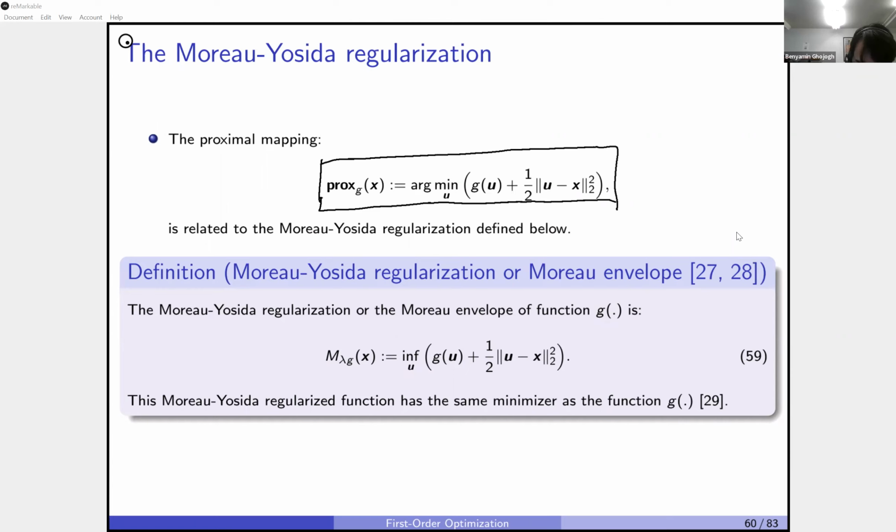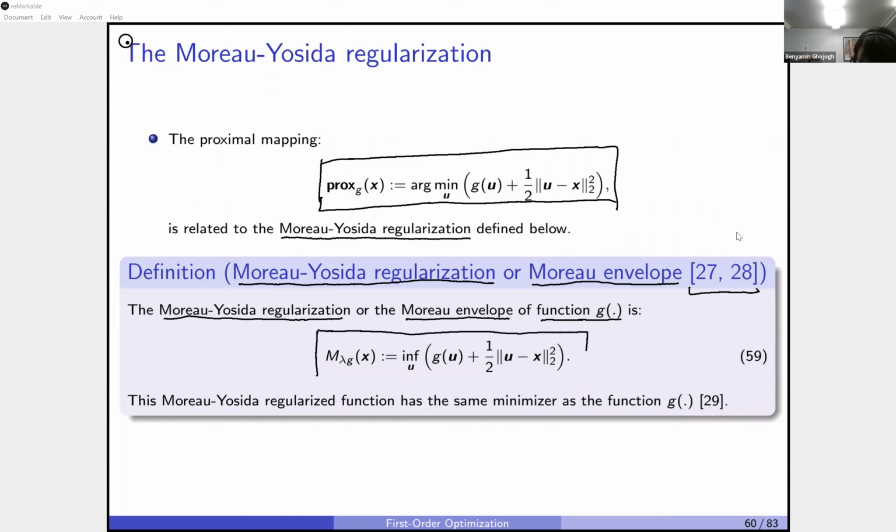Now we know that it's very closely related to the Moreau-Yosida regularization, which we define below. So Moreau-Yosida regularization, also called Moreau envelope. You can look it up in papers 27, 28 in the references. The Moreau-Yosida regularization or Moreau envelope of the function g is defined as this. As you see, it's very related to the proximal mapping. Compare these two.